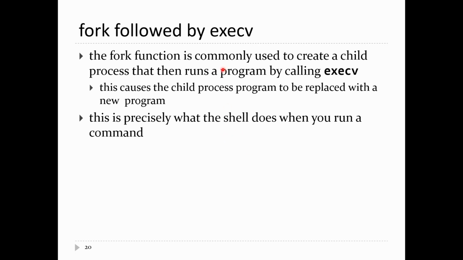Now, I showed you how to use execv, but I ran it straight from the parent process. I didn't create a child process to run it in. That's not the way you normally use execv. The way you normally use execv is you fork a child process and then run execv from the child process. That causes the child process program to be replaced with a new program, which is probably what you wanted to do anyway. It doesn't really make sense to replace the parent with a new program. And that's exactly what your shell does whenever you run a command.